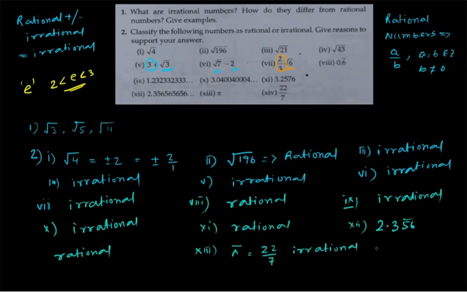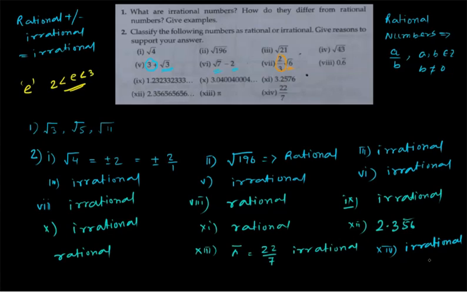And the 14th one, the last one is given 22 by 7, which will again be pi, and that's also irrational because we will not be able to find any terminating decimal representation for that. So it's an irrational number.